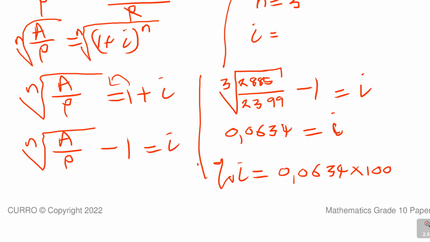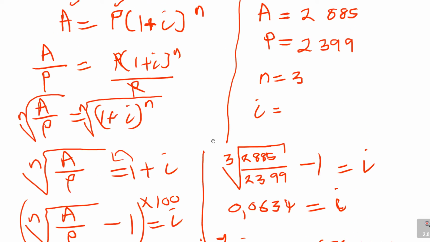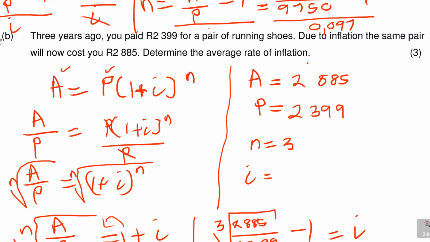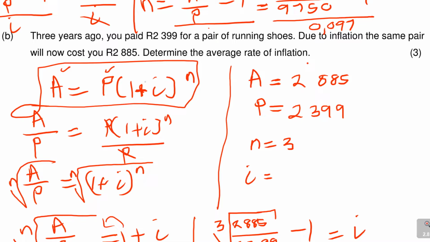By 100. Some prefer even here already to multiply by 100, so that if you multiply by 100, you will have 6,34. They say 2 decimal places. It's 6,34%. This was the rate of inflation. That's the rate of inflation. So don't forget, it's not depreciation. I don't think you do depreciation here. For grade 10, inflation is compound interest. And hire purchase, don't forget, hire purchase is simple interest.